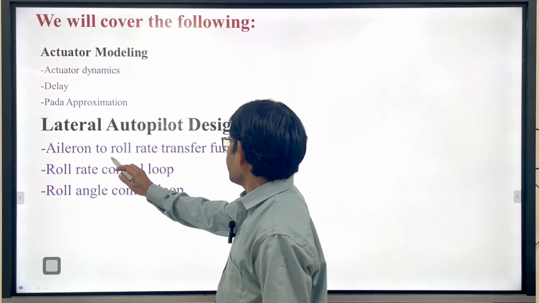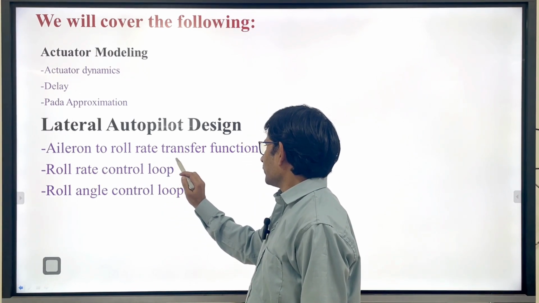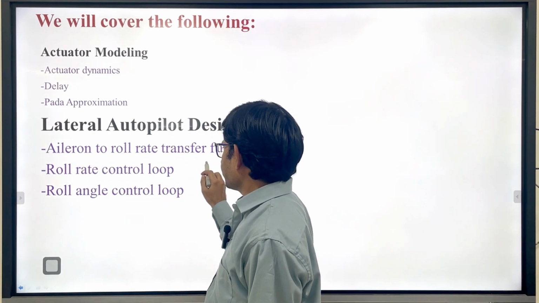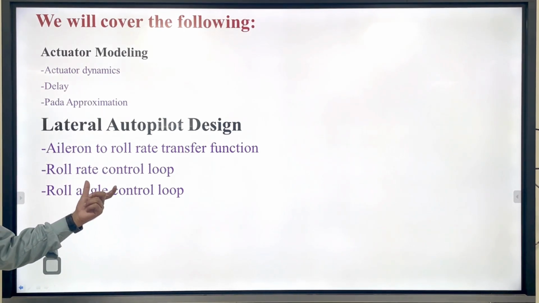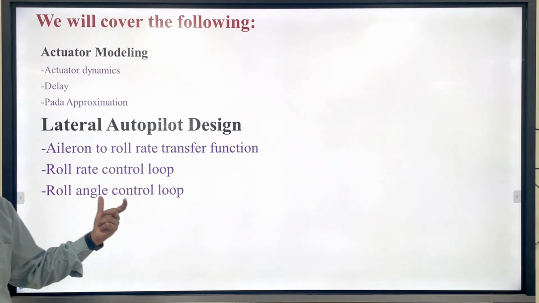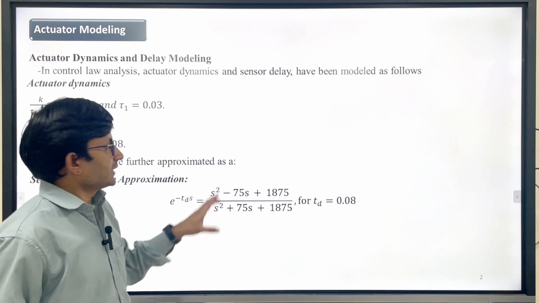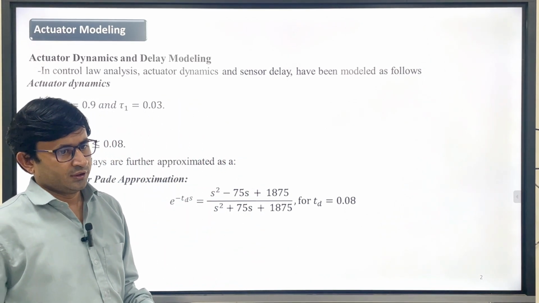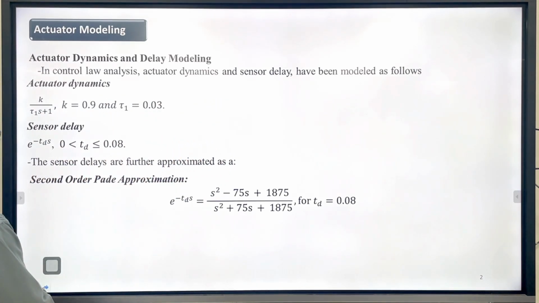In lateral autopilot design we will use the aileron to control the roll rate. That is how we will obtain, in this lecture, the aileron to roll rate transfer function, and then we will move to the roll rate control loop, and finally the roll angle control loop. The actuator modeling and delay is the same as we have done in the longitudinal case, so I request you to go back to that lecture and see how we have done it.